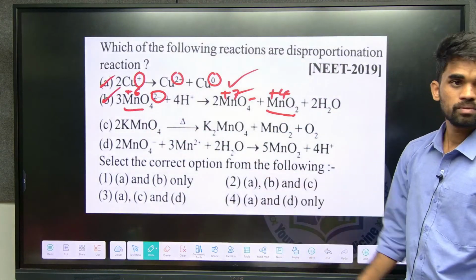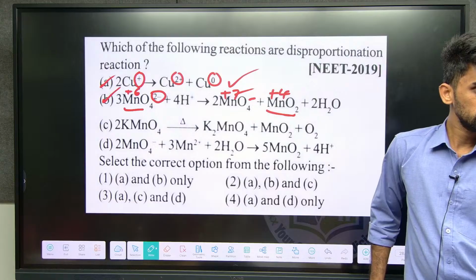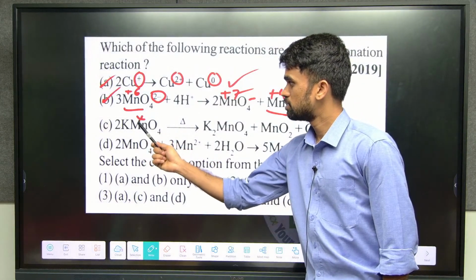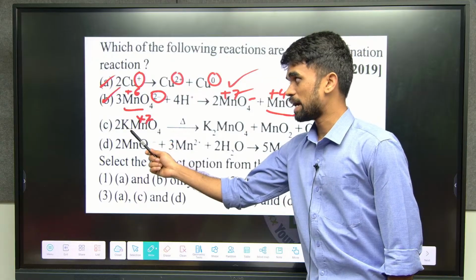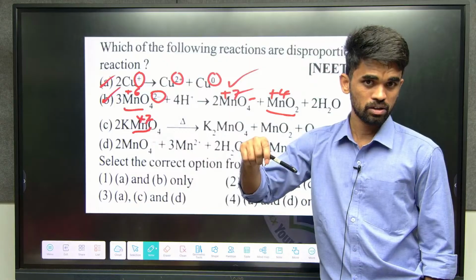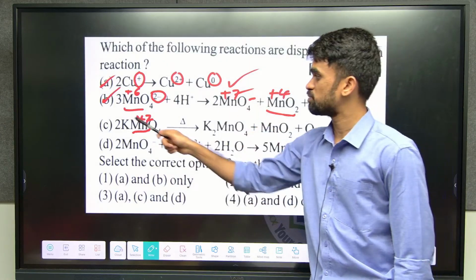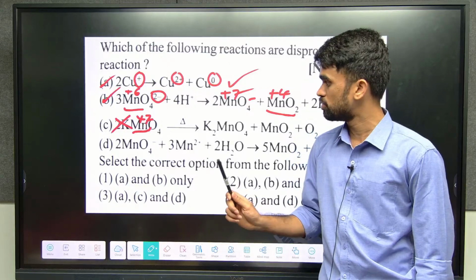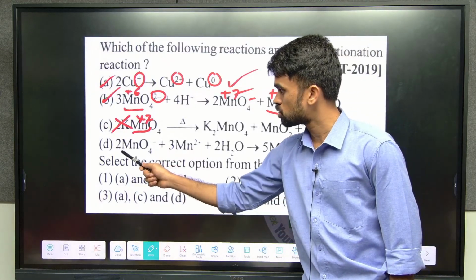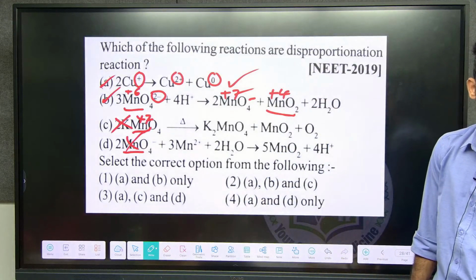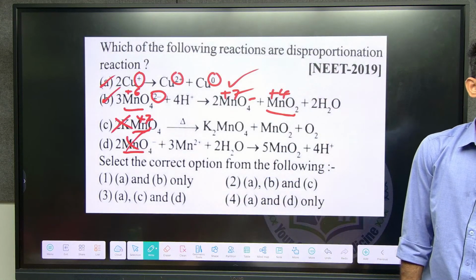What about this? See, what is the oxidation state? Plus 7. See, manganese can show a maximum of plus 7 only. Further oxidation is not possible. If it is not possible, then this species will not undergo a disproportionation reaction. So remove it. Next, here also same story. So only A and B, first option. Clear or not, everyone?